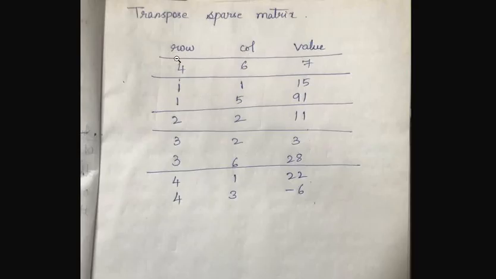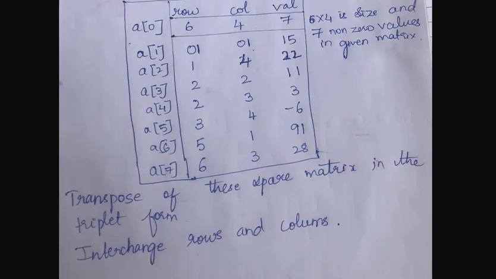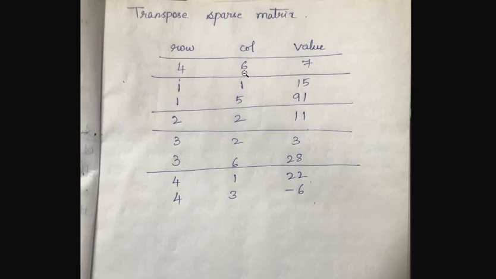Firstly, these are the entries: number of rows, number of columns, and number of non-zero values. Obviously, the value count will not change. It will be 7 only. Rows will change into columns, columns will change into rows. Before it was 6 rows, 4 columns, right? Now it will become 4 rows, 6 columns. The value count will be the same, 7.